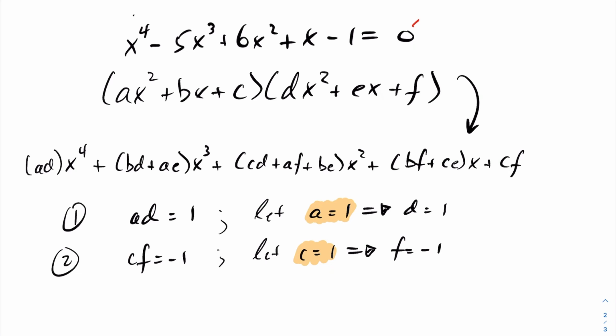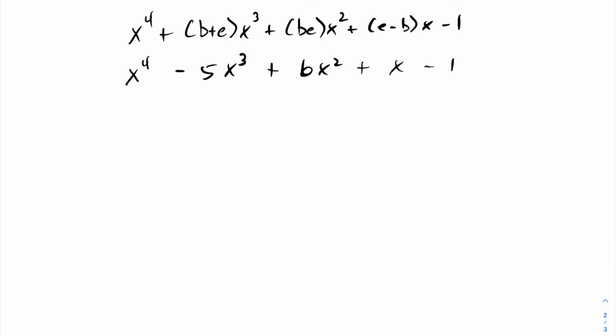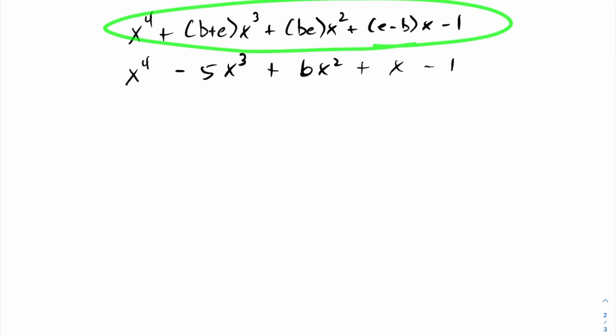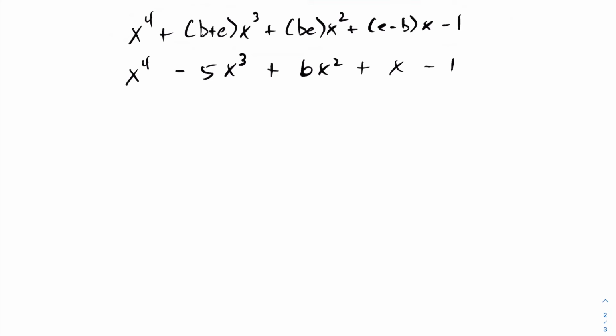Going back to our equation, I'm going to substitute these values that we found for A, D, C, and F, and it'll simplify this equation a bit. Taking a look, we get the following. Letting those values be 1 and -1 as we had defined, I get the following reduction in this polynomial. So now I can equate these coefficients. I know that B plus E is going to equal -5. I know that BE is going to equal 6. I know that E minus B is going to equal +1. And now we can go ahead and solve these.